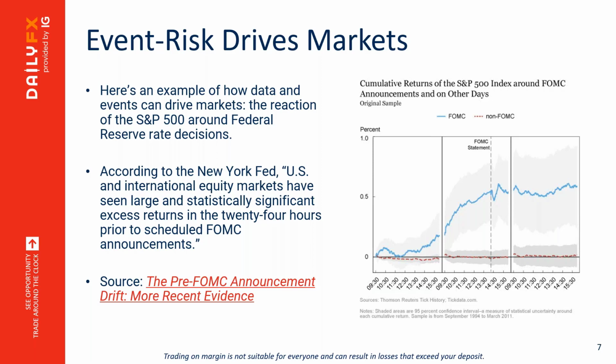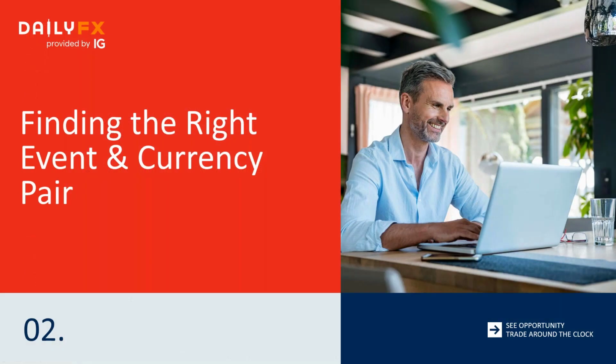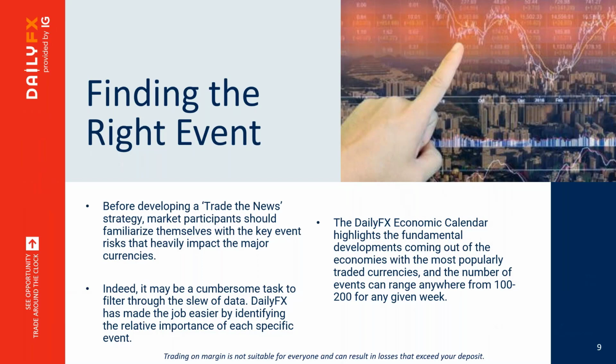And so if we know that those are the premises of our approach here, then we need to do something perhaps even more basic, which is we've got to find the right pair and the right event for which to trade. Now, before we even develop a trading the news strategy, we need to familiarize ourselves with the key event risks that are heavily impacting major pairs. And on a week-to-week basis, it may be cumbersome for some to go through the data, which is why we actually have done the legwork to discern what's important and what's not for you.